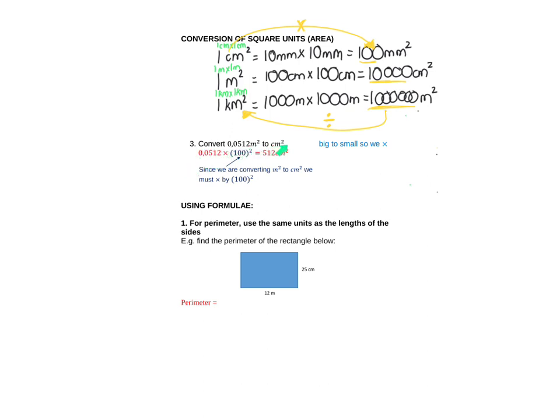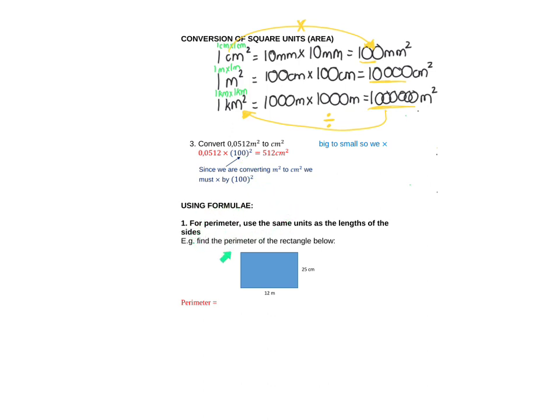Okay, so if we look at this example over here, convert 0.0512 square meters to square centimeters. If you don't have this chart with you, you can think about the fact that we're going from big to small, and therefore we multiply, because a lot of small units fit inside the big unit. So we multiply by 100 squared, because there are 100 centimeters in 1 meter, but since it's square units, we square it. You don't need to remember everything. Just remember with square units we have to square the normal conversion factor.